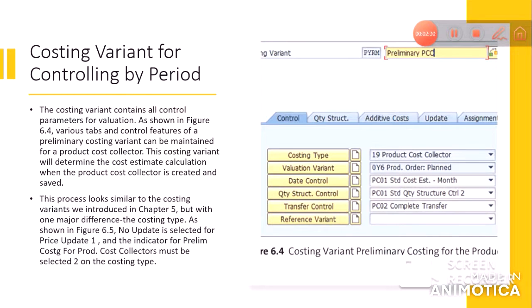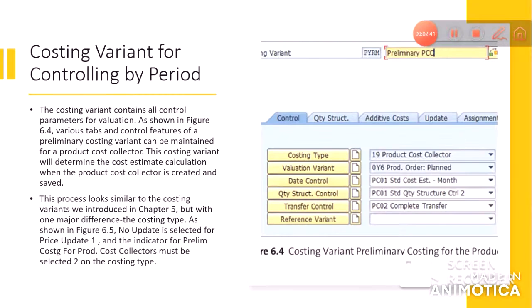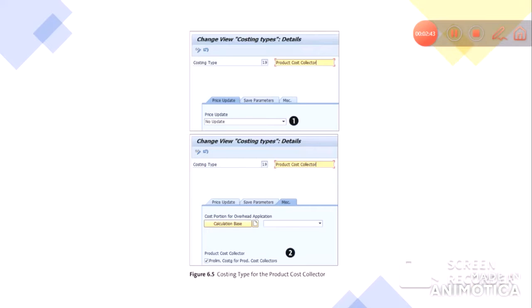So let us see in the picture what this price update and the costing type is. So here it is costing type 19, and when we click on it we can see the product cost collector, price update is no update, and preliminary costing for product cost collectors.